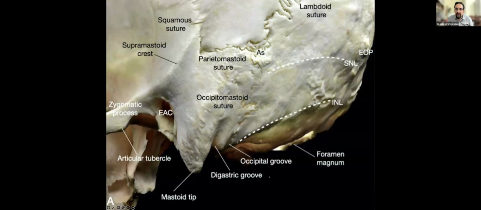Now, after your incision, whether it's a lazy S incision or a C-shaped incision, there are a few landmarks which are very important to be identified. The first one is the asterion and the superior nuchal line. Now, the asterion is actually the junction of the parietomastoid, the lambdoid, and the occipitomastoid sutures, and it is said that the asterion is the point where the transverse sigmoid junction is present.